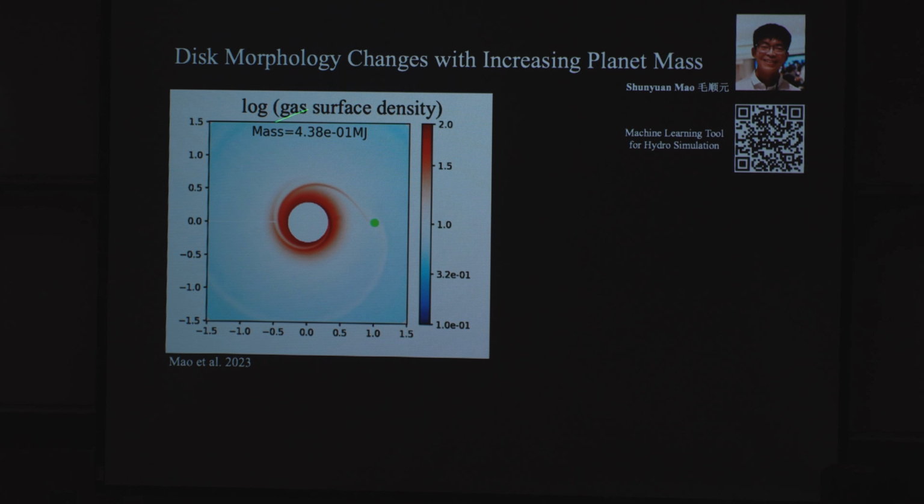And by the way, this movie here, Shenyuan made it using a neural network. So he is developing machine learning tools for hydrodynamic simulation. He has a website. He's selling his tools. So if you're interested in exploring machine learning, please feel free to check it out.